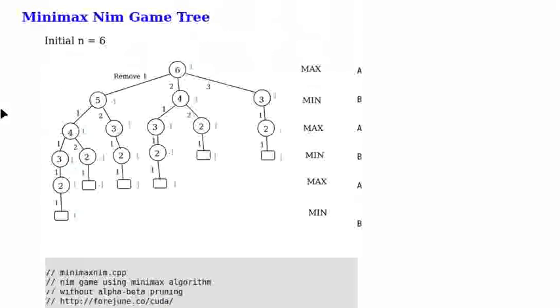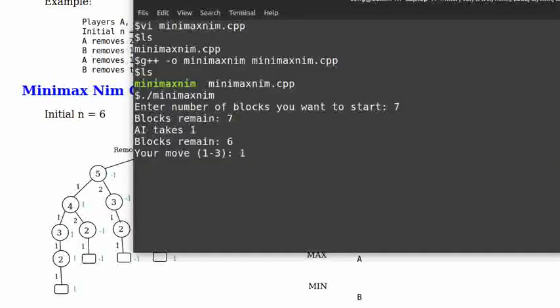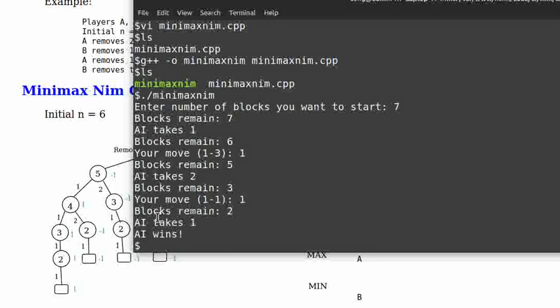As you can see from this diagram, if we start from 6, if we remove one block, then we are going to lose, because this is -1. If we remove 2, we will lose also. If we remove 3 blocks, then we are going to win because there's a 1. Now let's try removing 1 first. So the blocks remaining is 5. AI takes 2. So blocks remaining is 3. We are allowed to take only 1. So blocks remaining is 2. AI takes 1. There's 1 block remaining. So AI wins. That means we lost.